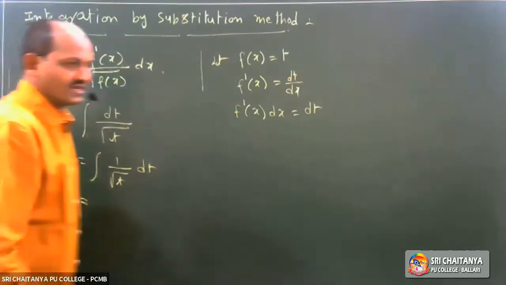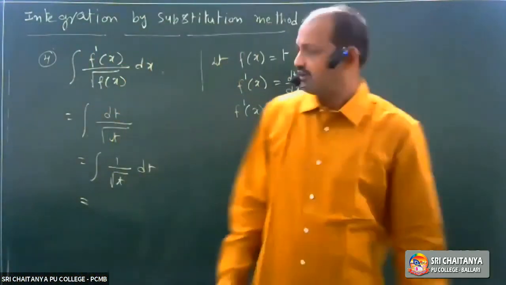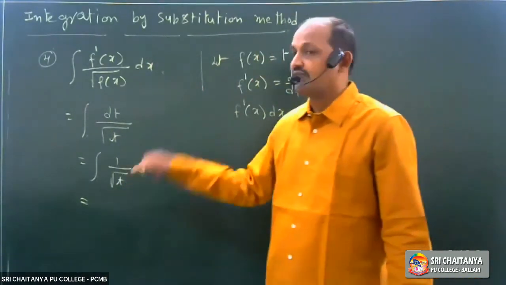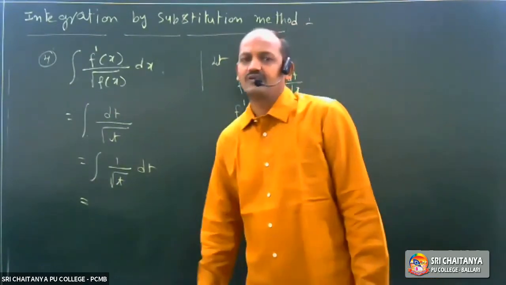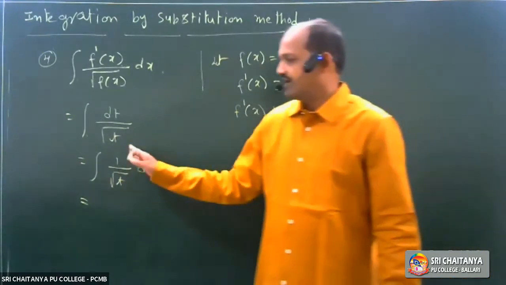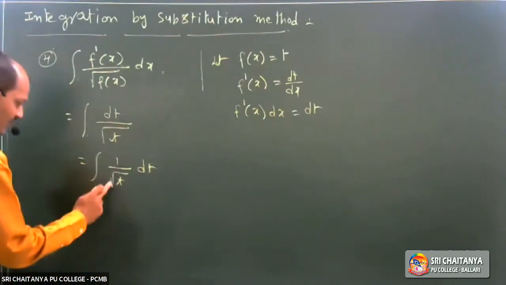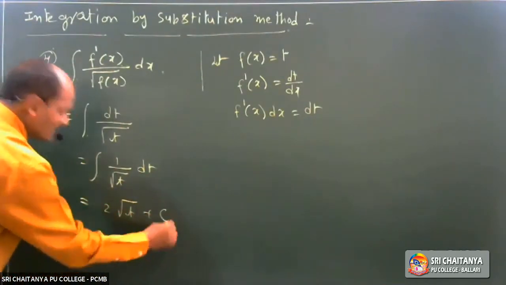So you know that the integral of 1 by root x is 2 root x, or it is converted to the numerator, that means t power minus 1 by 2. Then apply the integral of x power n formula, x power n plus 1 by n plus 1. Or directly, the integral of 1 by root x is equal to 2 root x. So the integral of 1 by root t dt is equal to 2 root t plus c.